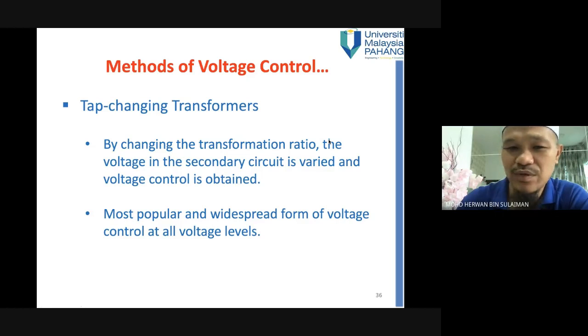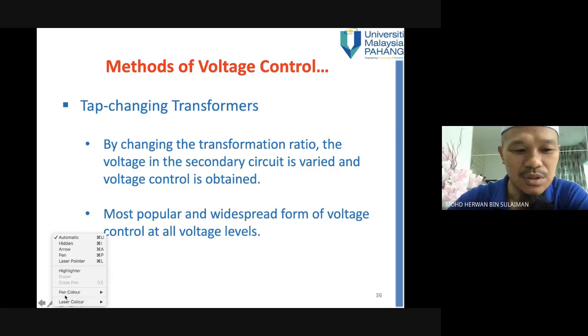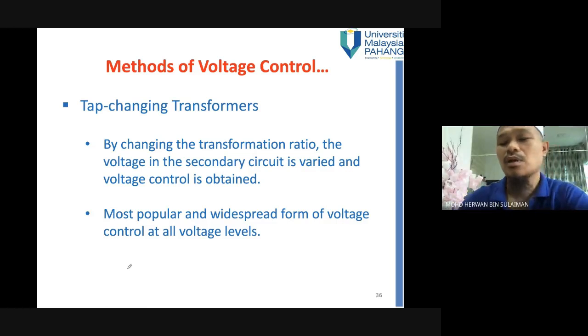A tap changing transformer has a ratio. The voltage in the secondary circuit is varied and voltage control is obtained. It is the most popular and widespread form of control at all voltage levels. That's why, normally, from the generator we use a step up transformer, right? So we can control the voltage.